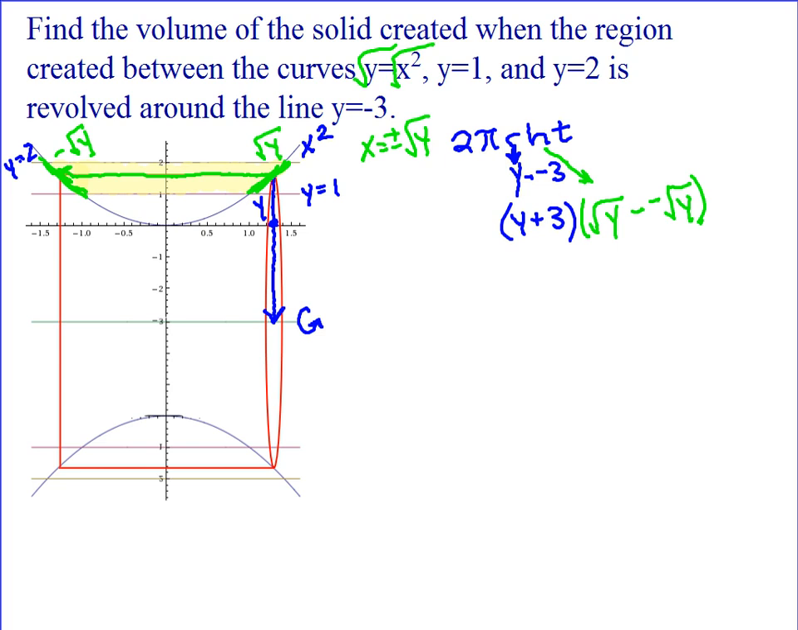And then of course thickness, always the same. Well, I guess not exactly the same. It's not dx anymore, it's dy. Right? And then we integrate. 2 pi on the outside. And we're not looking for an x value to an x value. We're looking for a y value to a y value. And that's easy enough. It's going from 1 to 2.